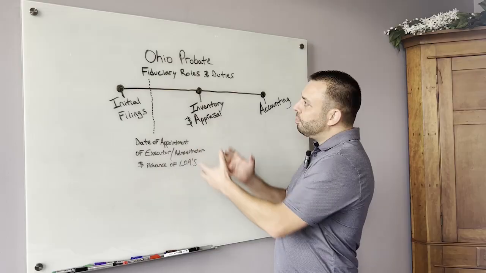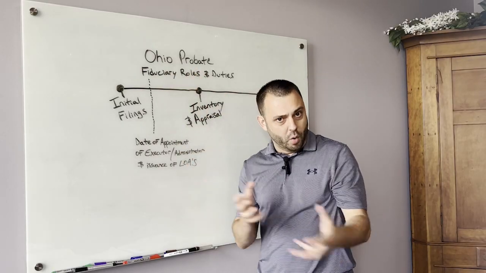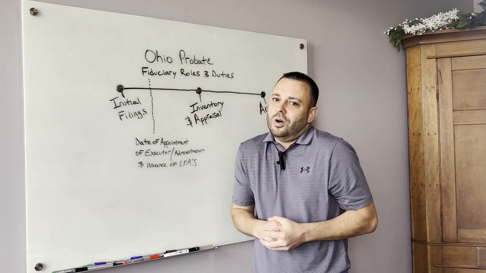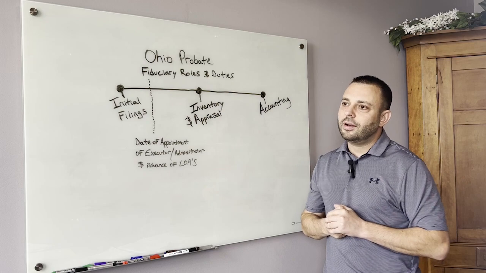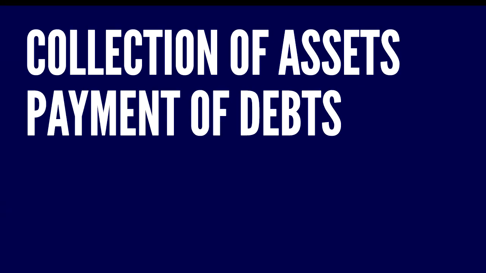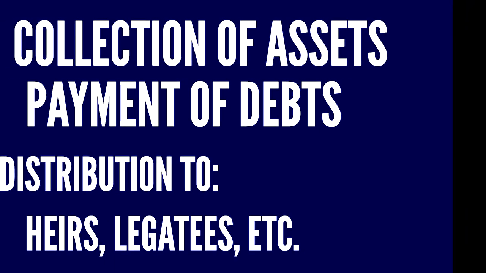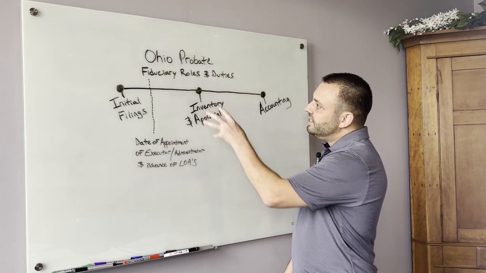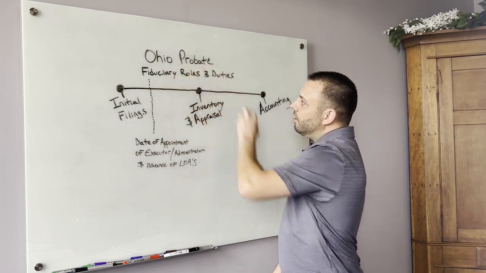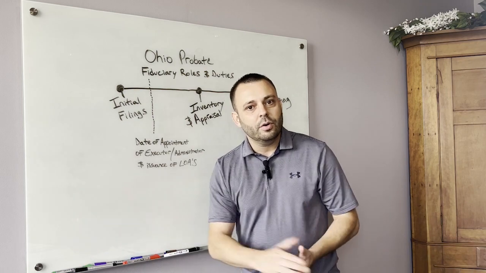So what are the primary roles that this fiduciary, this person who's now been appointed by the court, has to do once they're appointed? The three primary roles that come to mind are collection of assets, payment of debts, and ultimately distributions out to heirs, legatees, or devisees. And so what we see is a court appoints a fiduciary, and then a timeline starts to run that I've talked through in my other videos.